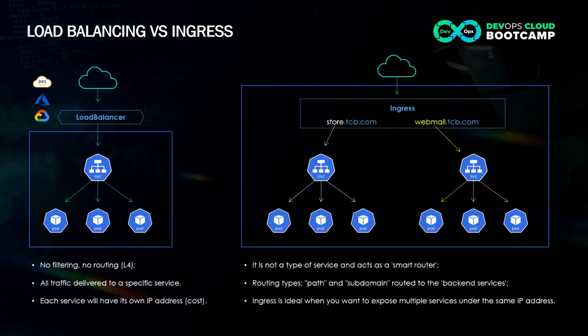With load balancing, all traffic is delivered to a specific service. It always routes to that one endpoint. In contrast, Ingress can deliver traffic to different services, and each service will have its own IP address, which can increase costs.